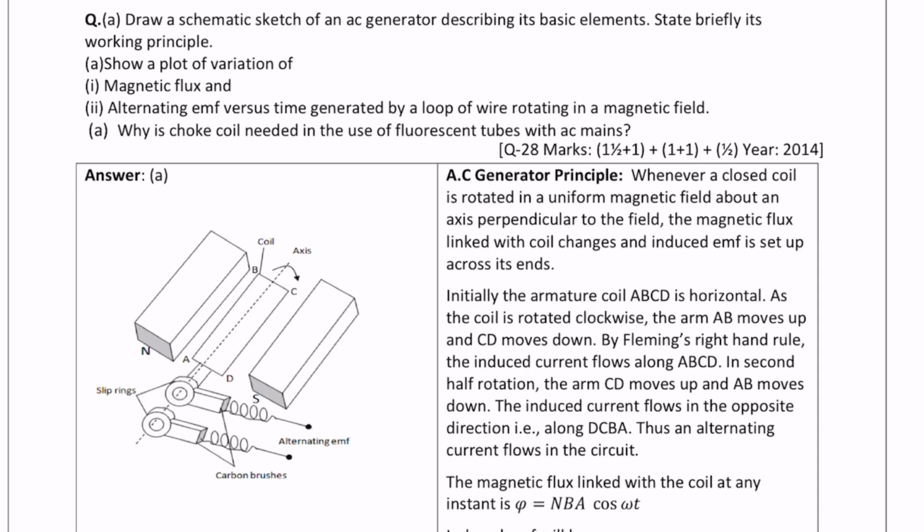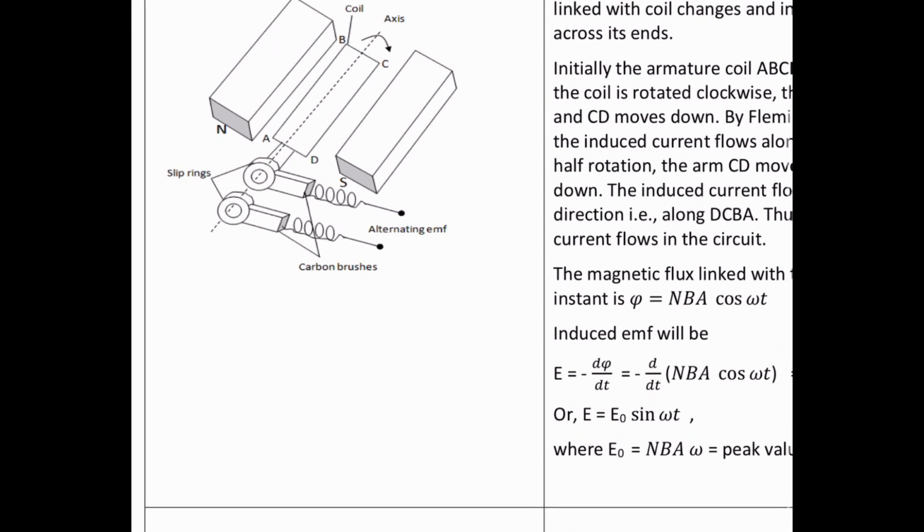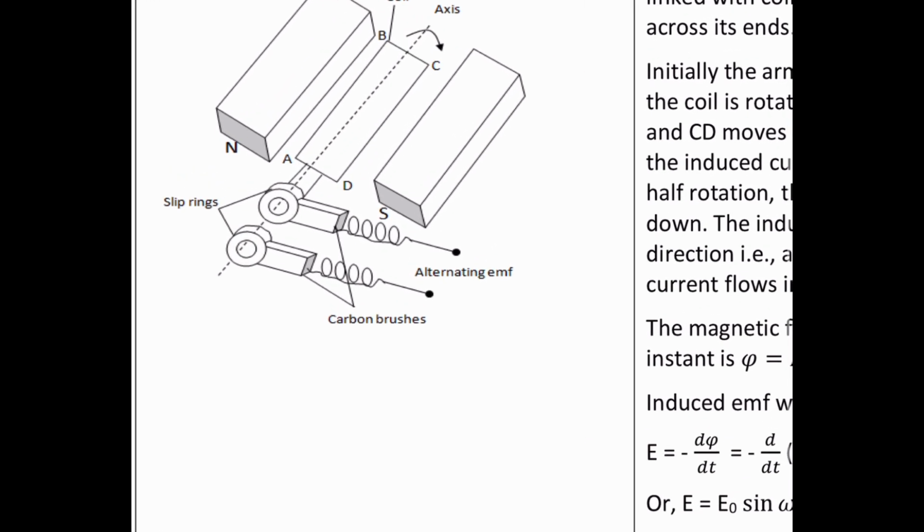Now draw the schematic sketch of an AC generator, describing the basic elements. State briefly its working principle, and show the plot of variation of magnetic flux and alternating EMF versus time generated in the loop. This you should know. This is the AC generator. What is the basic principle?